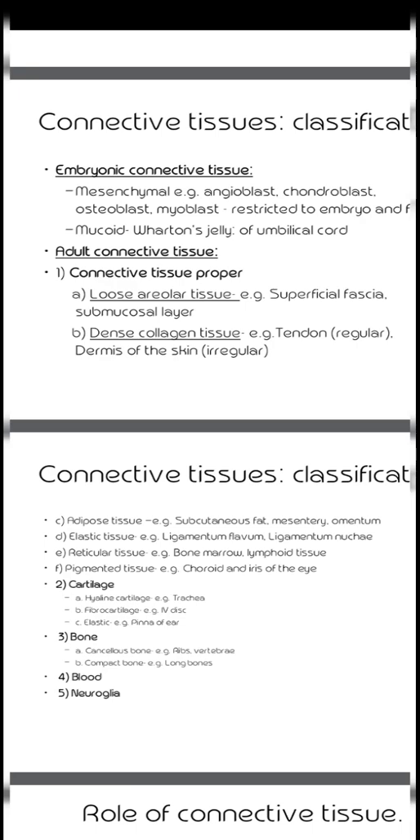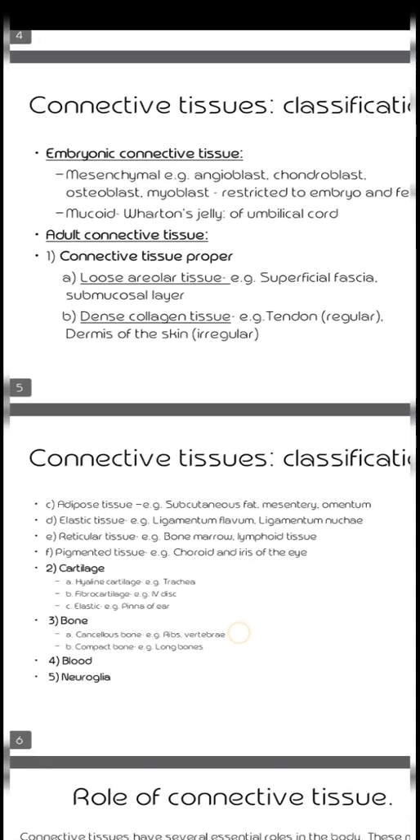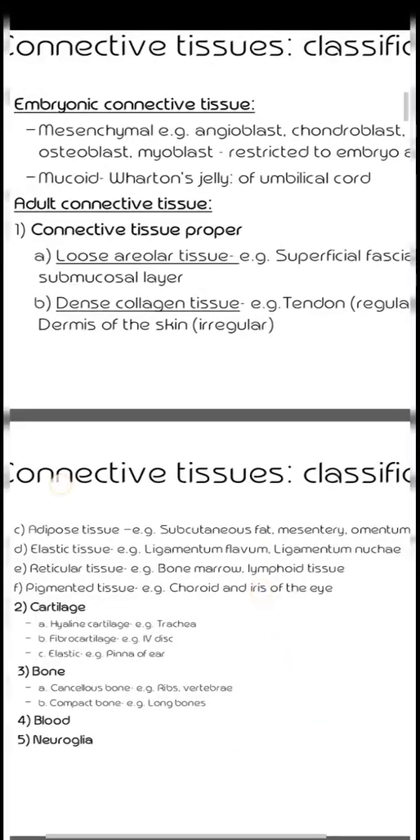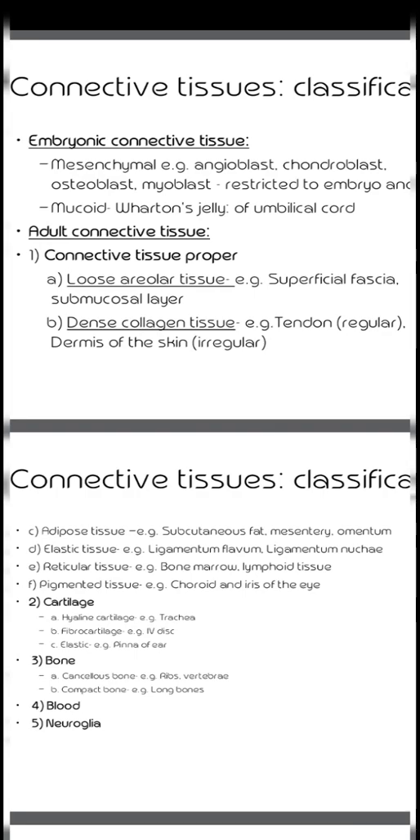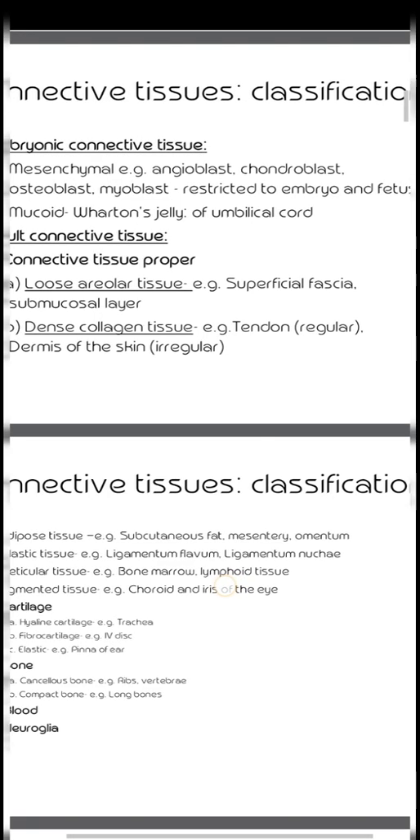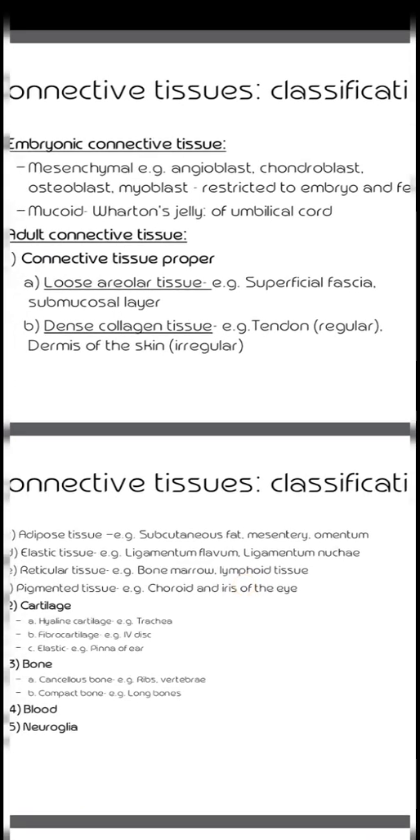Now let's discuss adult connective tissue. Adult connective tissue is further divided into 4 or 5 types. First is connective tissue proper. So connective tissue proper has further subtypes such as loose areolar tissue. For loose areolar tissue, the examples given are superficial fascia and submucosal layer.